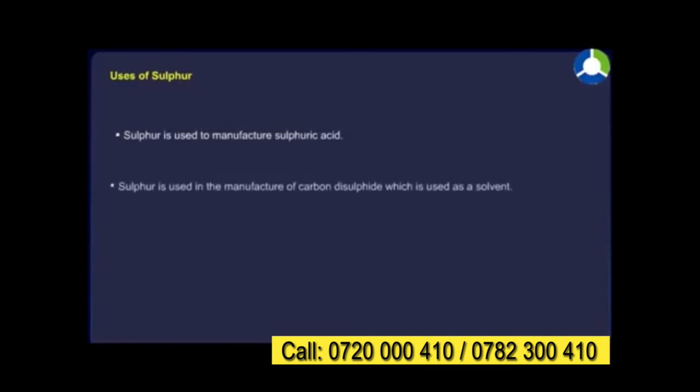Uses of sulfur. Sulfur is used to manufacture sulfuric acid. Sulfur is used in the manufacture of carbon disulfide, which is used as a solvent. Sulfur is used as an insulator.